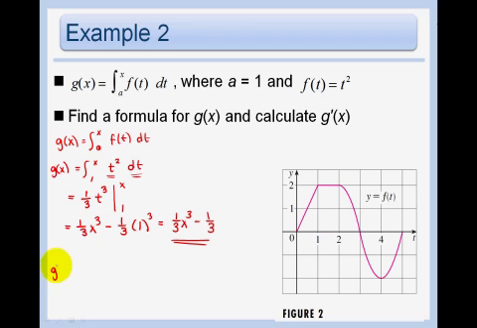Then I just find g prime of x using my good old-fashioned power rule. So 1/3 times 3 is 1, x, subtract 1 squared, minus 0. So the derivative is just x squared.